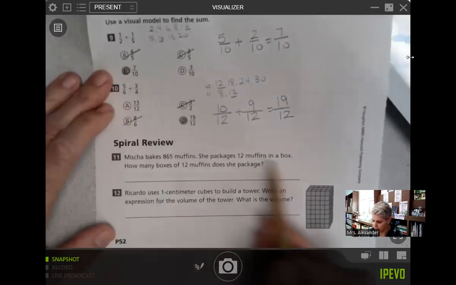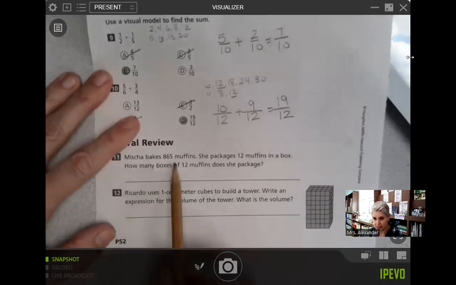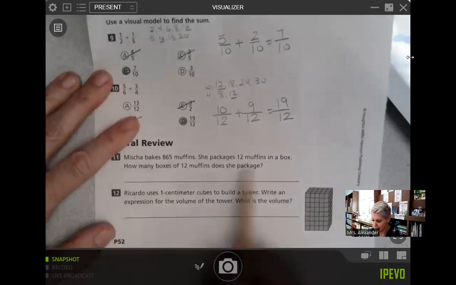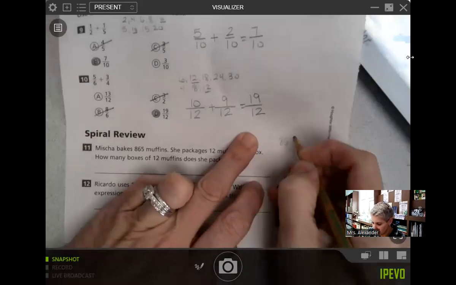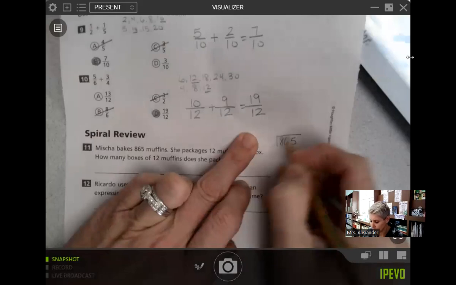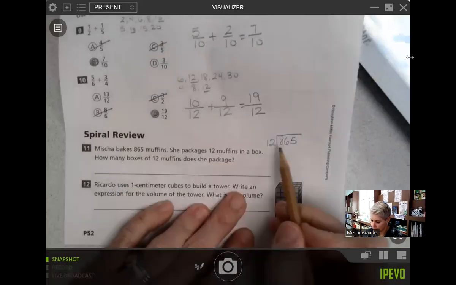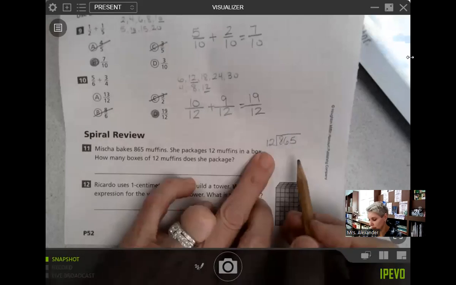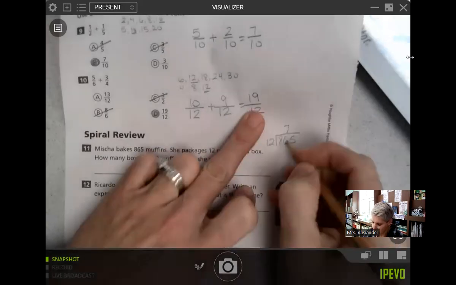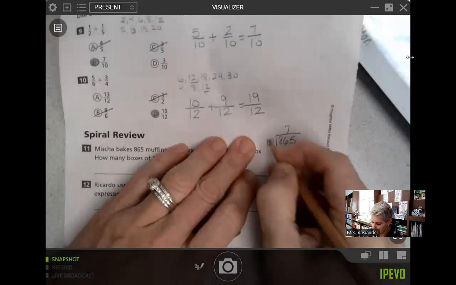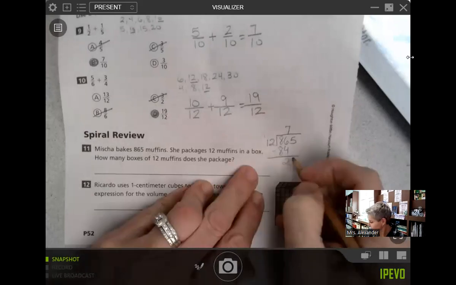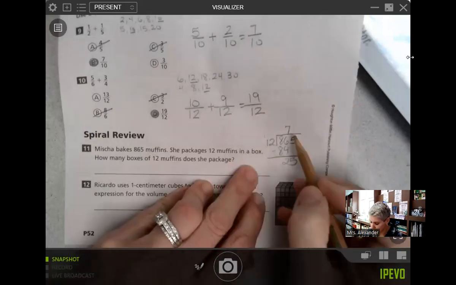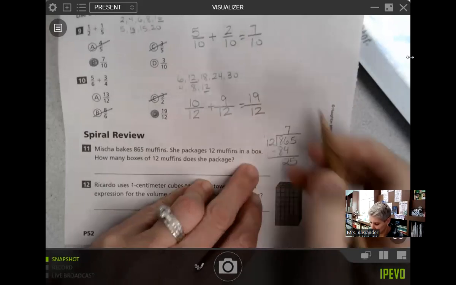And spiral review. Misha bakes 865 muffins. She packages 12 muffins in a box. How many boxes of 12 muffins does she package? So if she's taking all of the muffins, 865, and putting them into equal groups of 12, I'm going to think of my multiples of 12. I'm going to start with maybe a 7. 7 times 2 is 14. 7 times 1 plus 1. Got me super close. I have 2 left. I'm going to bring down my next digit. 12 goes into 25 2 times.